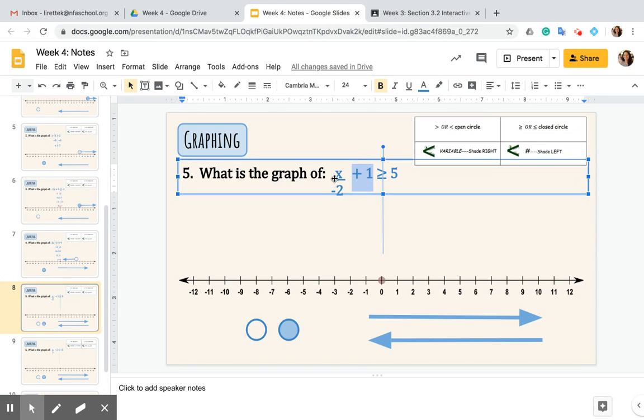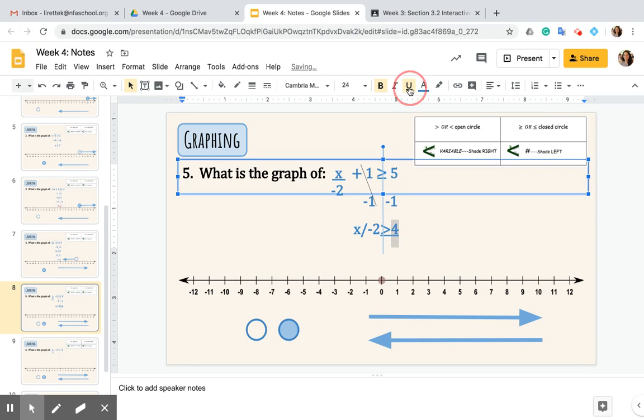See how these two are touching? You want to get rid of the 1 first. So to do that, I'm going to subtract 1, once to the left, once to the right. These cancel. And I'm left with the following. X divided by -2 is greater than or equal to 5 minus 1, which gives me 4.